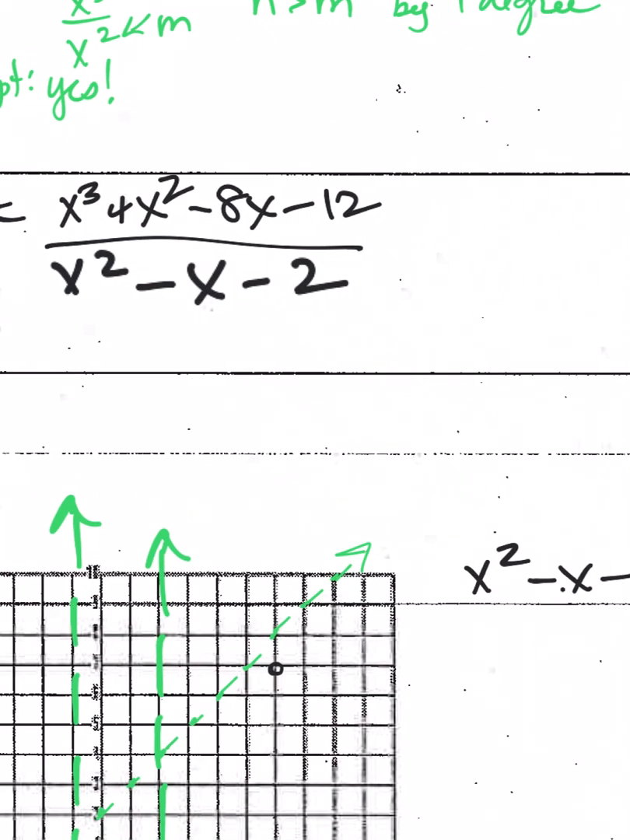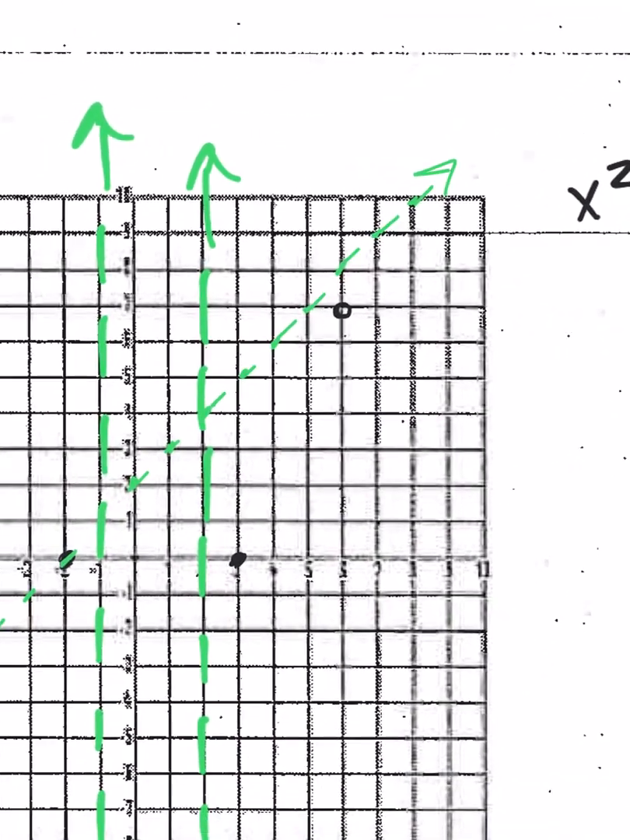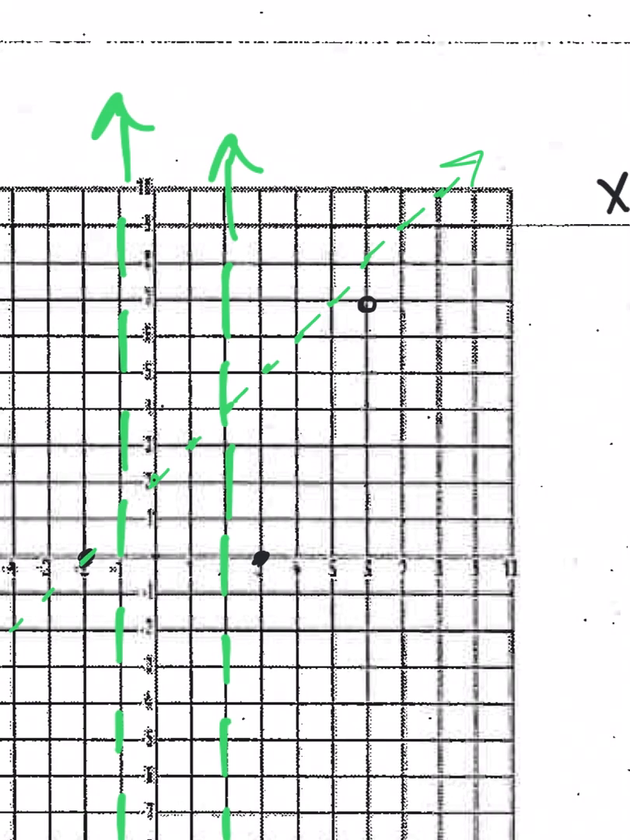Right? Now, why am I writing it this way? Because what's going to happen to all those x's when I plug in a 0? Goes, goes, goes, goes, goes. So what's left? Negative 12 over negative 2, which is 6. So I have a y-intercept of 6. So we're going to go up here: 1, 2, 3, 4, 5, 6, and we're going to put our y-intercept right here at 6.